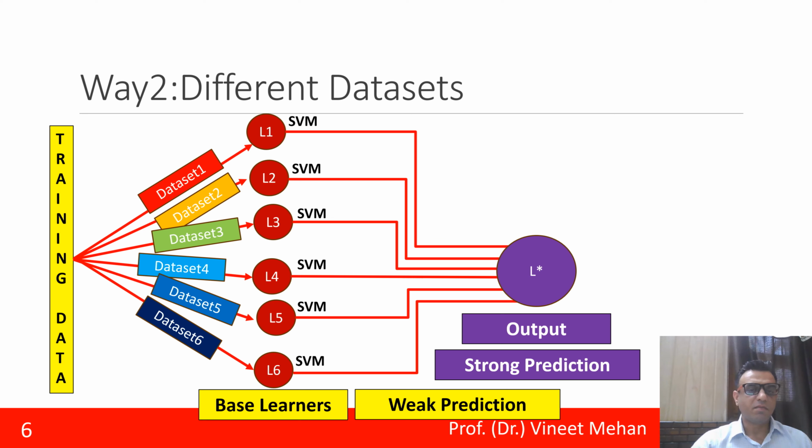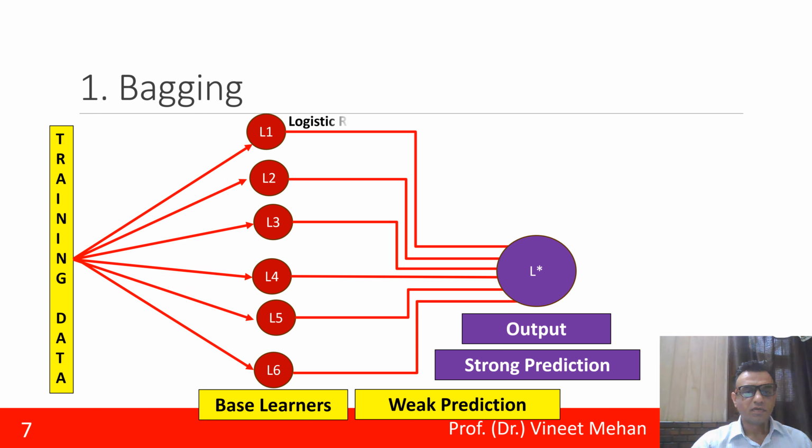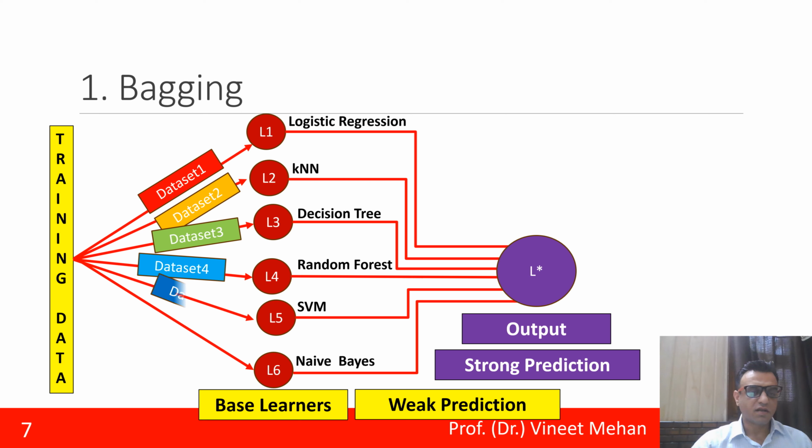Now in bagging we'll be combining these two ways together. How? First is a different algorithm: logistic regression, KNN, decision tree, random forest, SVM, naive Bayes, all are combined, and plus these are learned on different data sets. So both ways, different algorithms and different data sets, are being used in bagging.